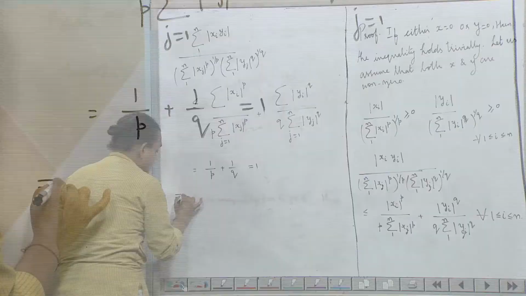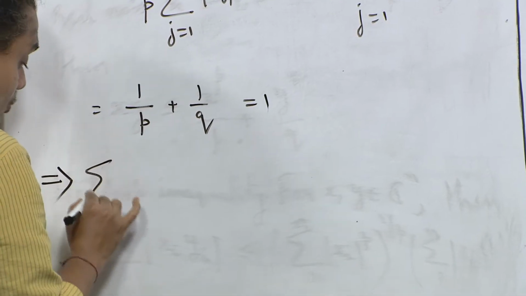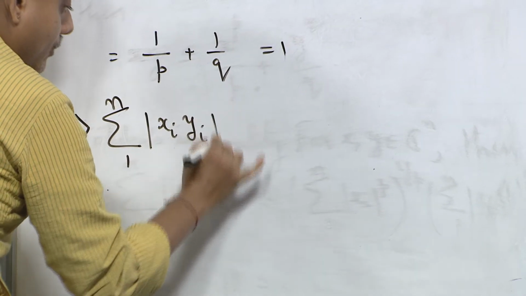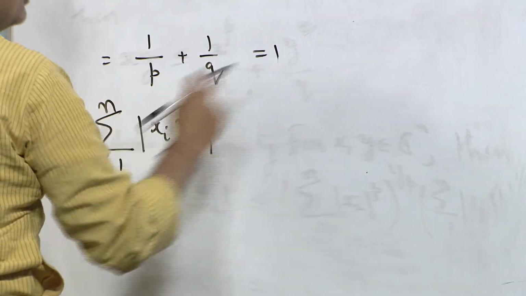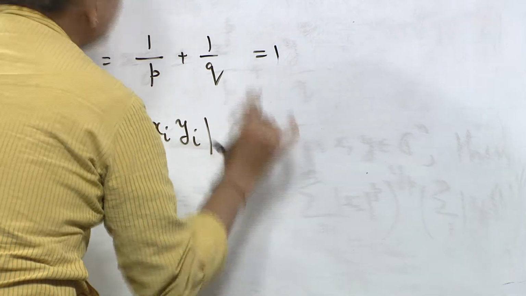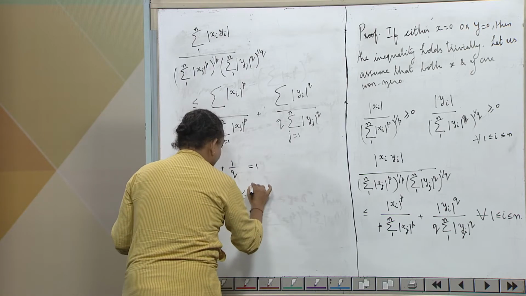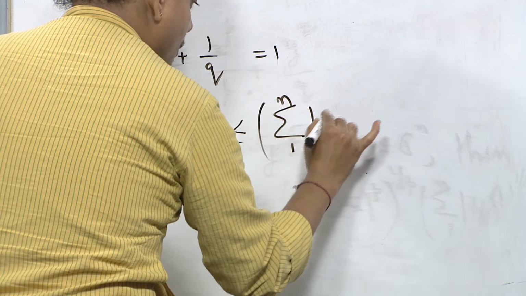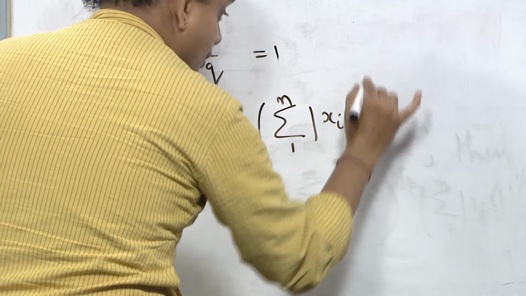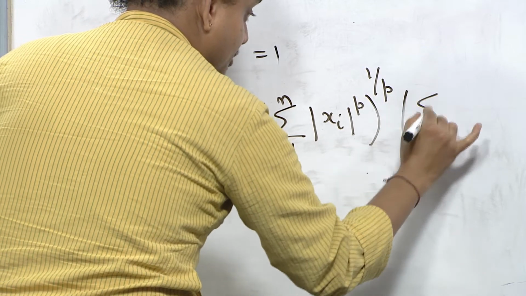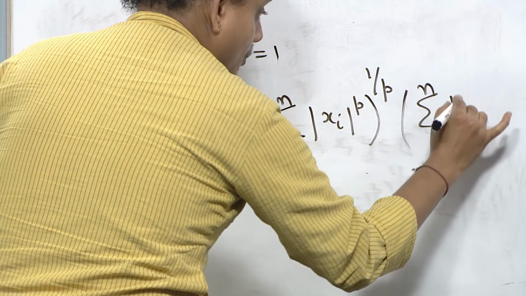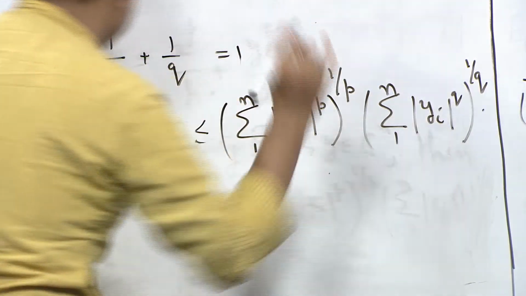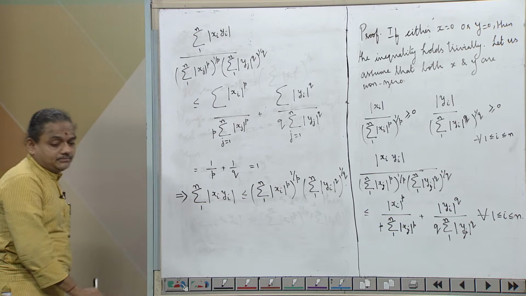So, which will tell us that summation 1 to n mod xi yi upon these two is equal to 1, or equivalently if you bring those two quantities to the right hand side, you will have the inequality that we wanted: summation 1 to n mod xi power p whole raised to the power 1 by p times summation 1 to n mod yi raised to the power q whole raised to the power 1 upon q, that is it. So, this is the Hölder's inequality.